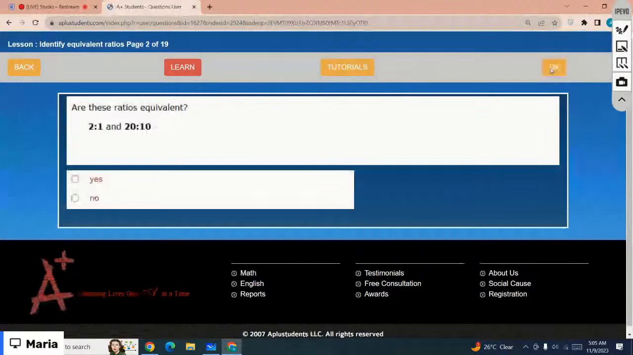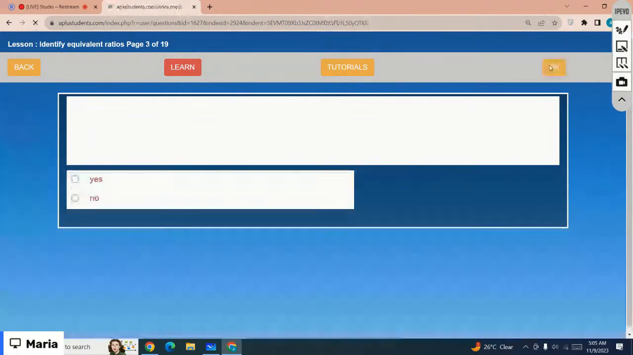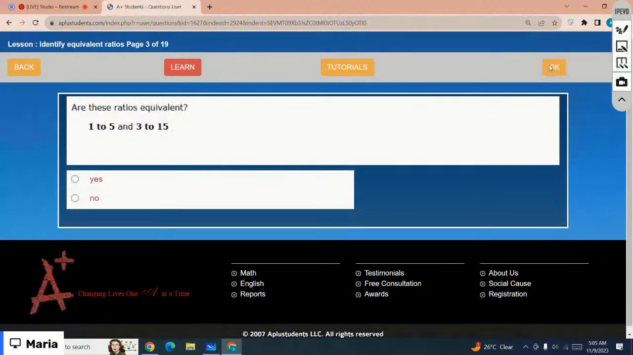Are these ratios equivalent? 2 to 1 and 20 to 10? Which is the correct option? The correct option is yes, they are equivalent. Are these ratios equivalent? 1 to 5 and 3 to 15? Yes, they are equivalent. Got it?